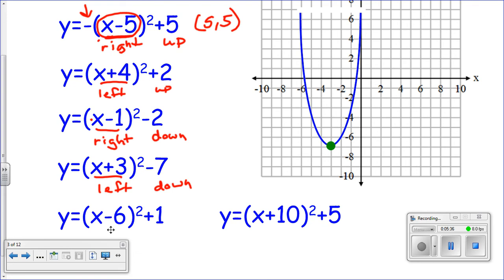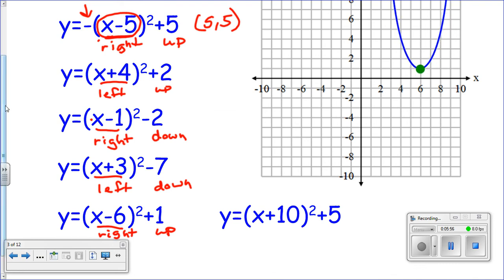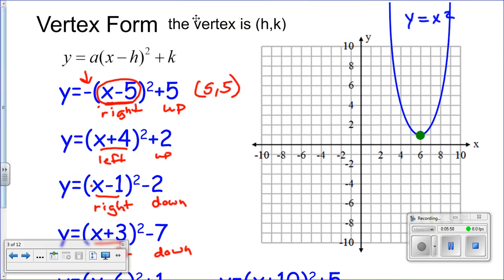The next one, x minus 6, you're going to look at this and say what makes this 0, and that's going to be a +6, so that means I go right 6 and I go up 1. And I think we'll end with that one because I think you get the point here. So this one's going to go right 6 and up 1. I love how the transformations work so well with vertex form.